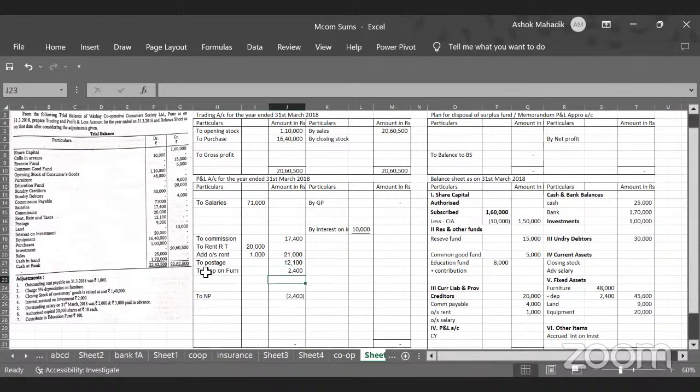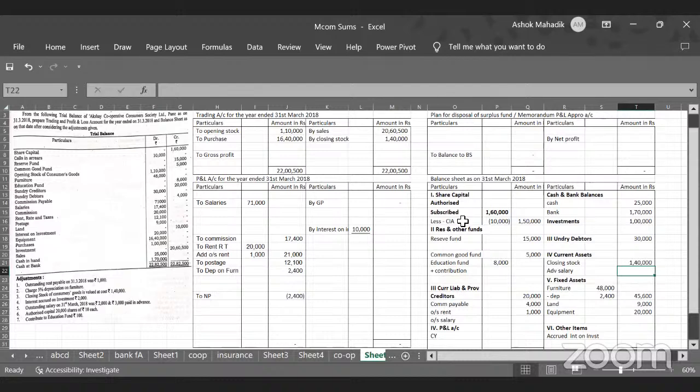Next, closing stock of consumer goods is valued at 1,40,000. This closing stock 1,40,000. And second effect will go to current assets, closing stock 1,40,000. When you draw the format of balance sheet, always keep these bold headings which I have kept now. You have to write those items in advance only.